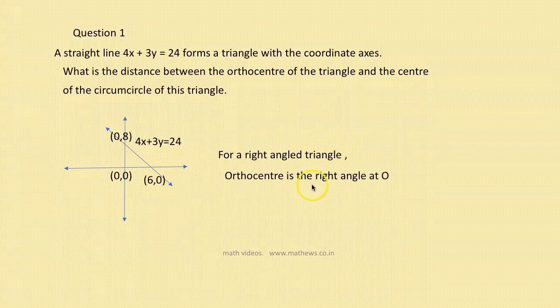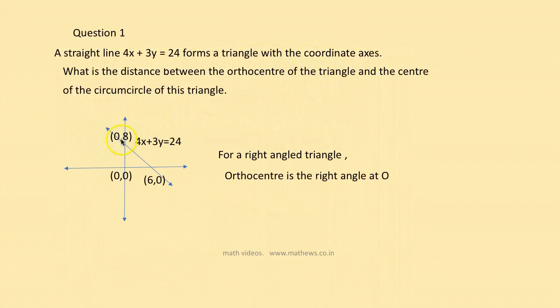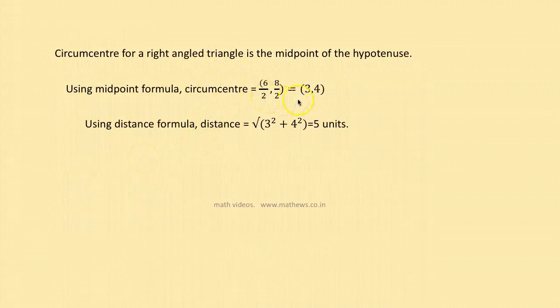For a right-angled triangle, the orthocenter will be at the right angle. So the orthocenter is 0, 0. And circumcenter for a right-angled triangle is the midpoint of the hypotenuse. So if we draw a circle touching all the vertices, the circumcenter will be the midpoint of the hypotenuse. By midpoint formula, circumcenter will be 6 by 2, 8 by 2, which is 3, 4. So we need to find the distance from the origin to 3, 4, which is 5 units.